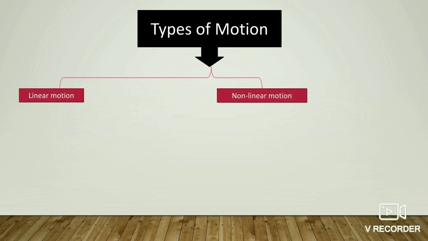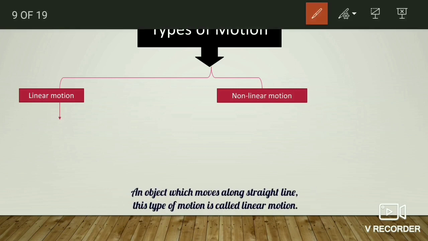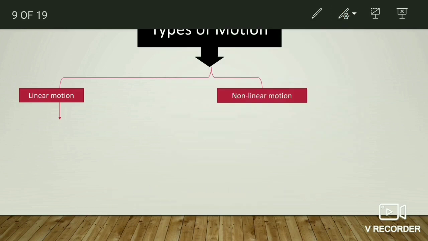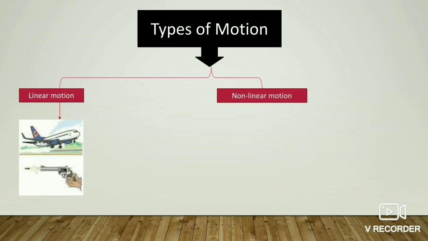First, linear motion. An object which moves along a straight line, this type of motion is called linear motion. For example, a train or a moving vehicle on a road or an aeroplane may travel in a straight line or in the same direction. The motion of a soldier in parade is linear motion. Also, the motion of a bullet in a straight line is linear motion.